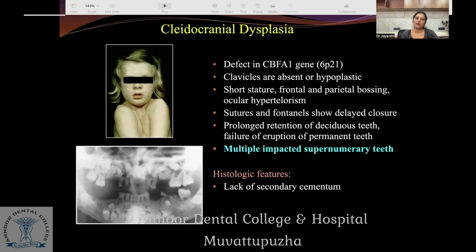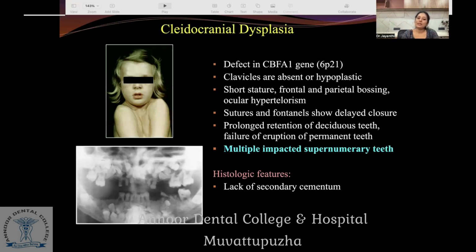In patients with cleidocranial dysplasia, there is a mutation in this gene, so bones are not forming properly. All the bones will be affected naturally, but it is very obviously clinically evident in two bones. One is the clavicle, the other one is the skull bone. So what happens in the clavicle? The clavicle will be either totally absent or it will be small or hypoplastic, not developed properly. And because the long bones are affected, the patient will have short stature, the height will be reduced. And there will also be frontal and parietal bossing.